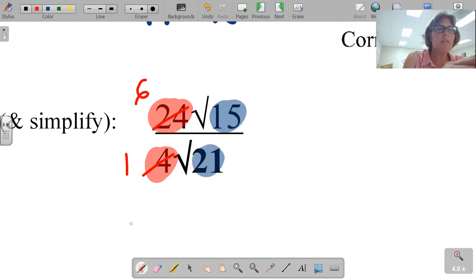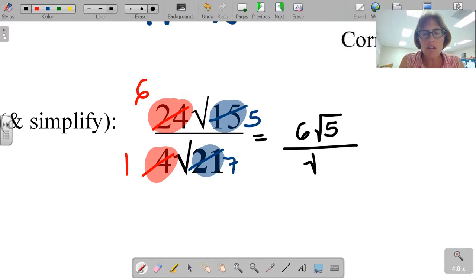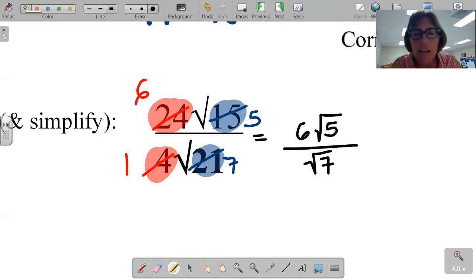21 and 15, both are divisible by 3. So that's going to be a 7 and a 5. Now I'm going to write the clean up version, if you will. We have 6 root 5 over essentially root 7. Very important. When you simplify a radical, you cannot leave a radical in the denominator. Those evil radicals. You don't want a radical in your basement. Hokey storyline. You do not want a radical in your quote-unquote basement.